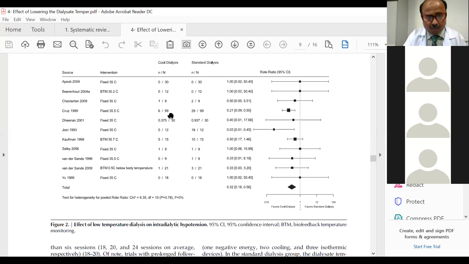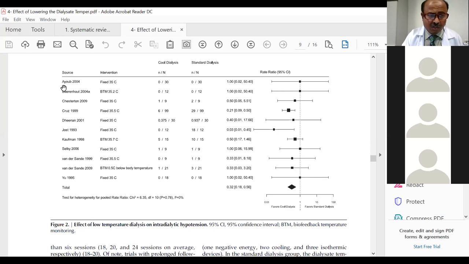If you look at the number of patients included in each arm, you will find approximately 100 in each arm. But here 30, 24, okay. So the bigger the square, the larger the number of patients included in the study. The site of a square is the result of each individual study.